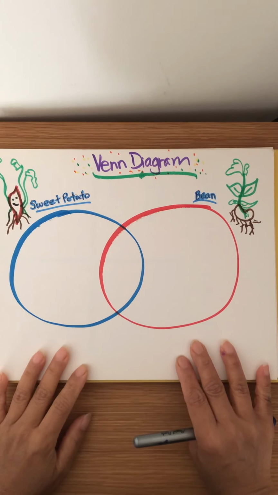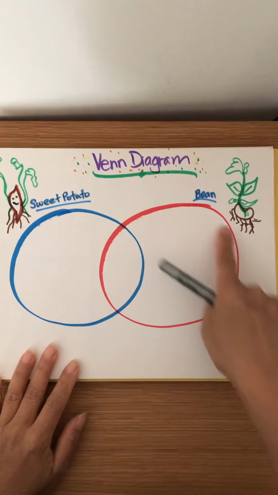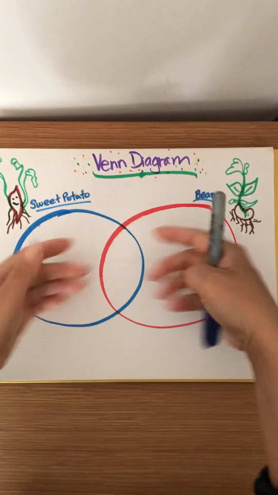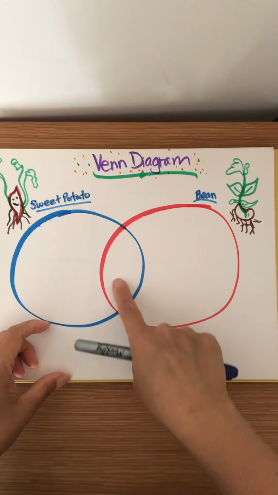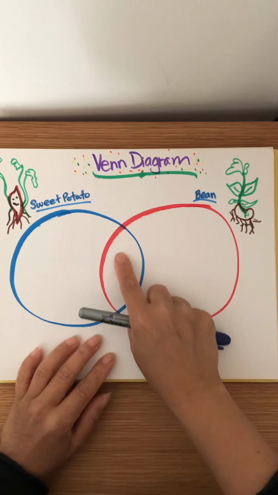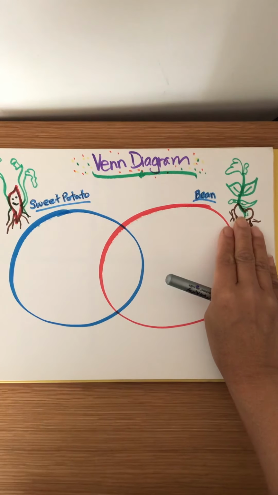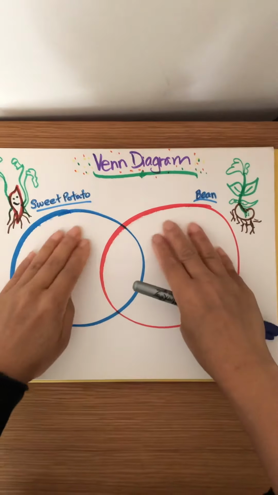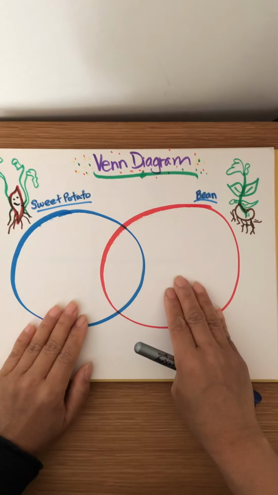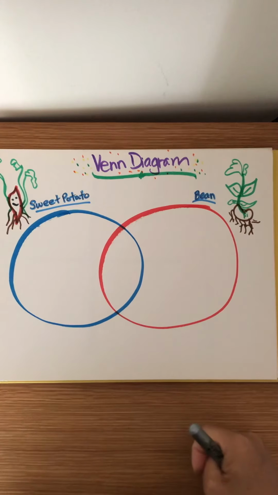Now from what you see here, I have a blue circle on one side and a red circle on the other side, and in the middle they meet. The middle is what they share that is the same between the two objects. Outside of the middle, the outer part, is something that they don't share, something that is very different about each item.